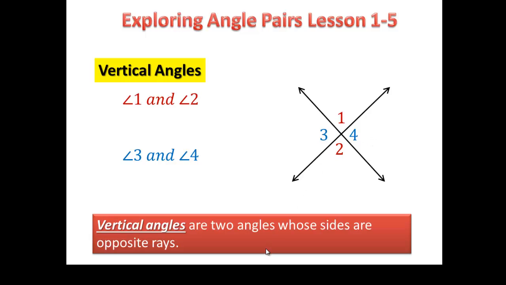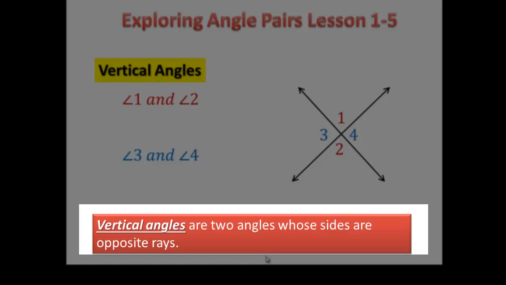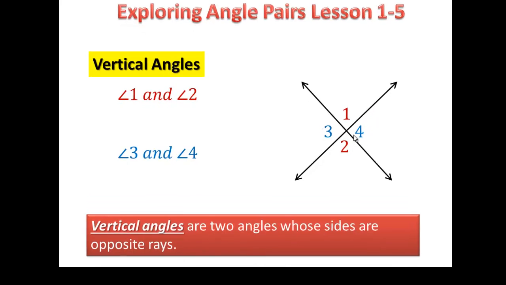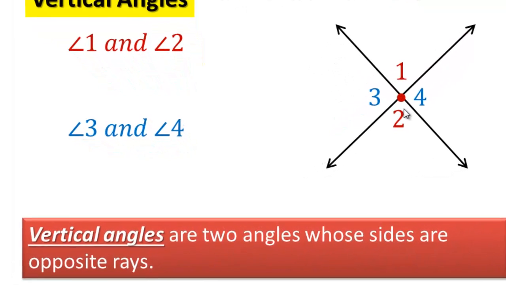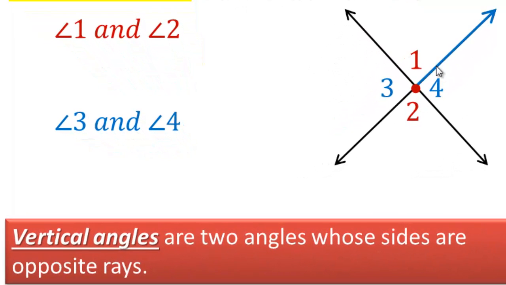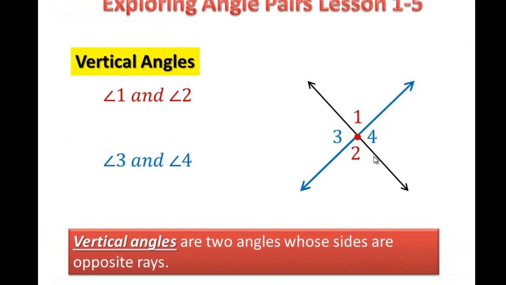Let's take a look at the definition. Vertical angles are two angles whose sides are opposite rays. What that means is from this point of intersection right here, we have a ray, and then we have the opposite ray on this side right here. And the same would happen with this line as well.